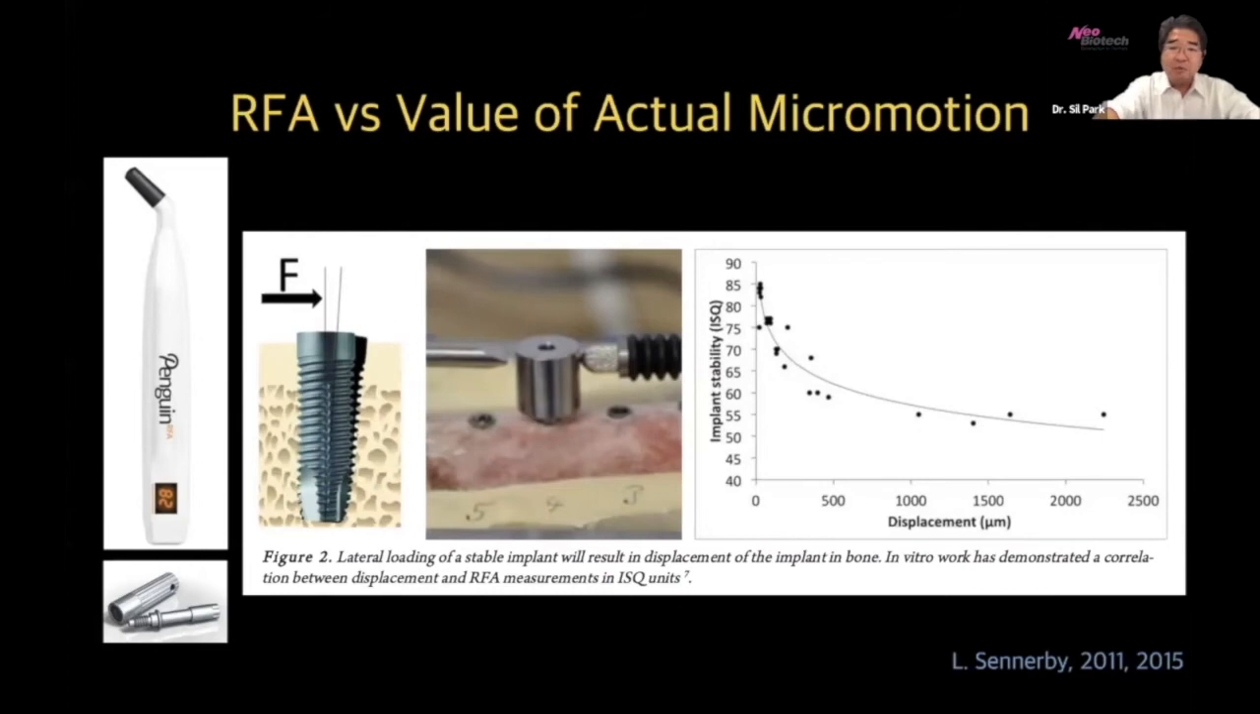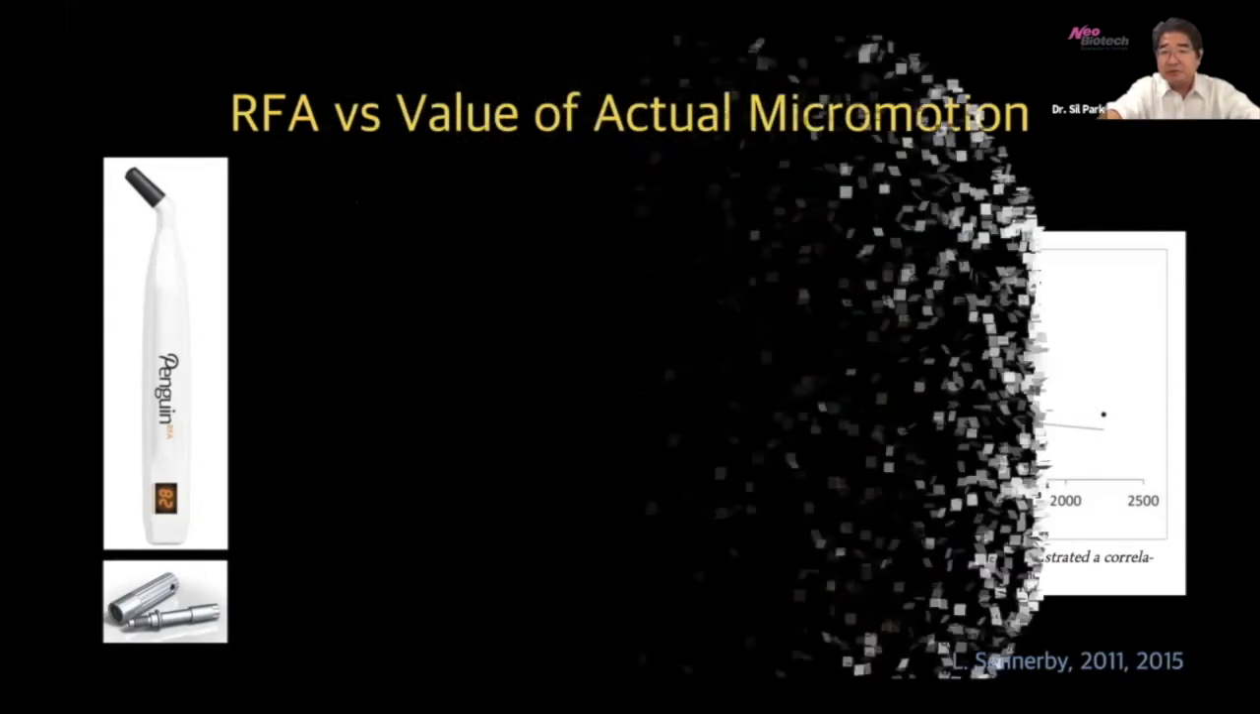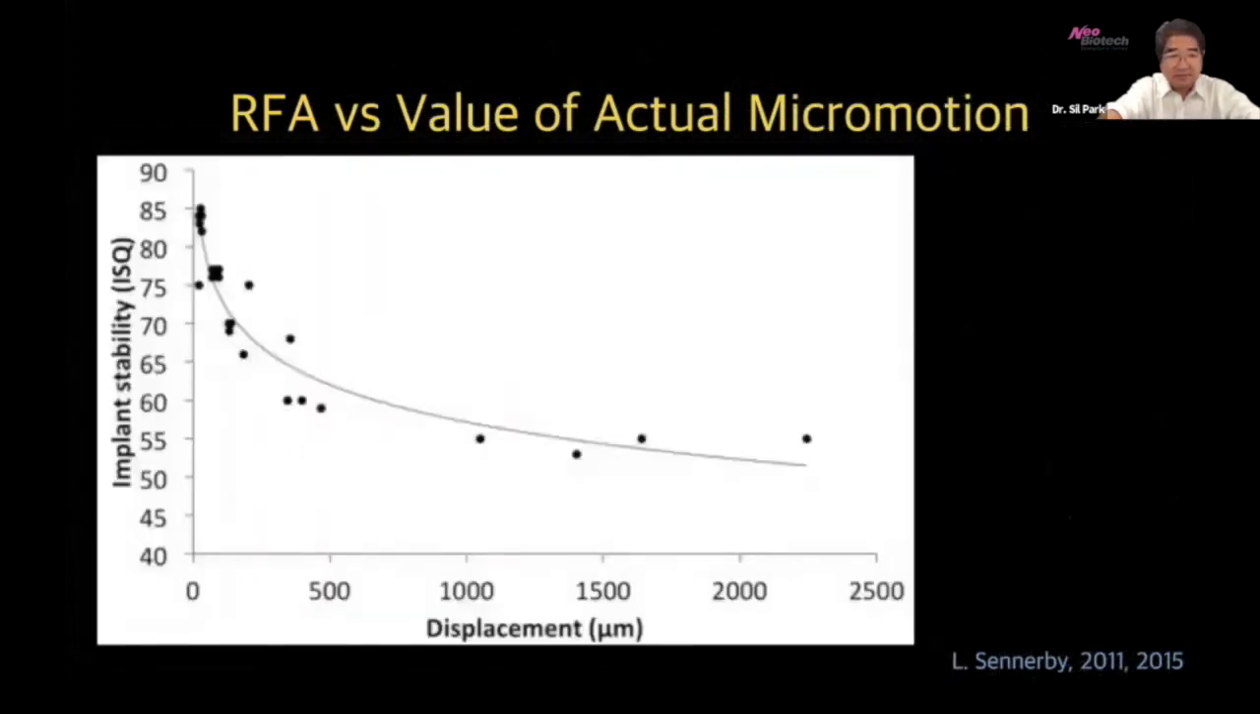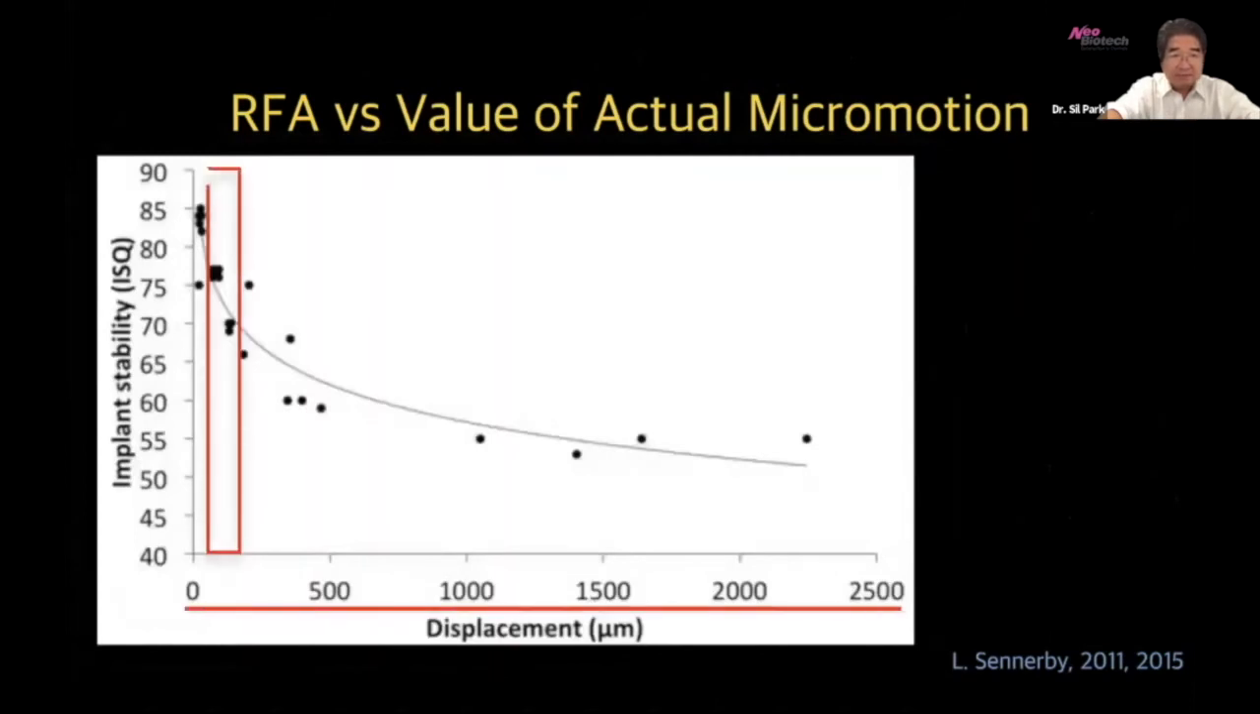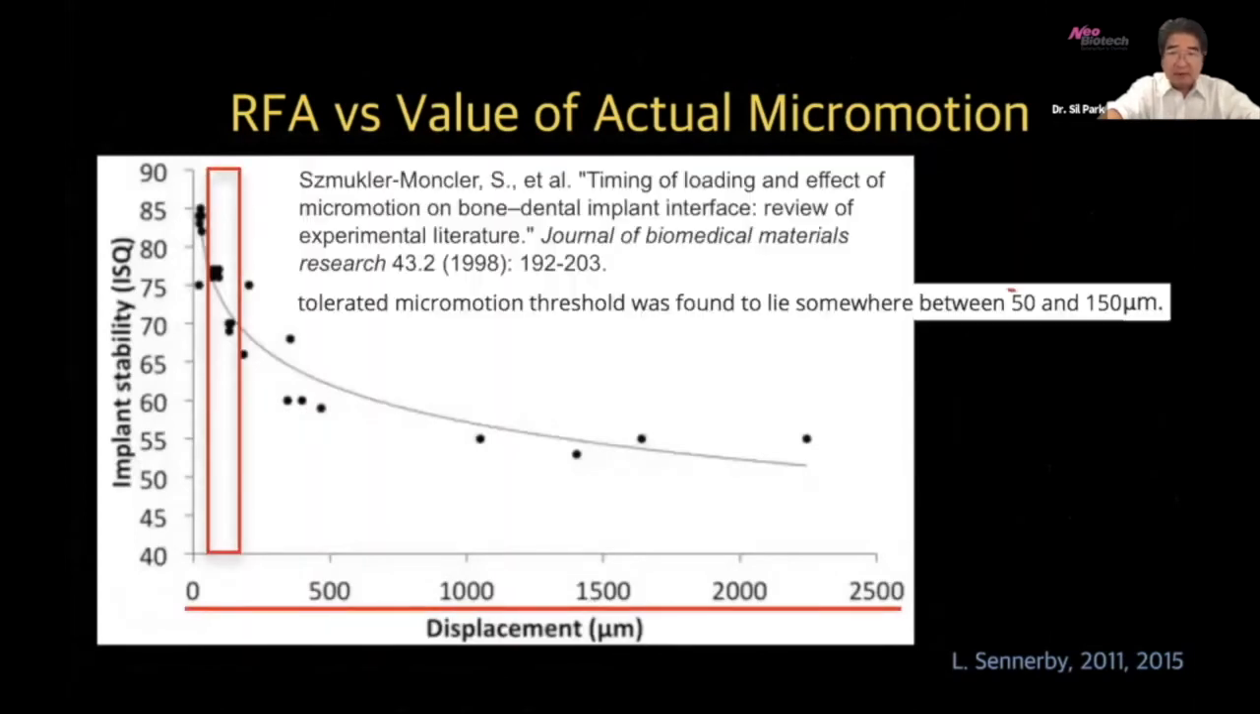But let's look at this graph more closely. Let's focus on that area, because 50 to 150 micrometers is what we really need. If the displacement is 2,500 micrometers, that means 2.5 millimeters, and we don't need to measure it. Once we place the implant, if it moves about 2.5 millimeters, there's no reason to measure. Even 2,000 or 1,050 micrometers are not really meaningful.